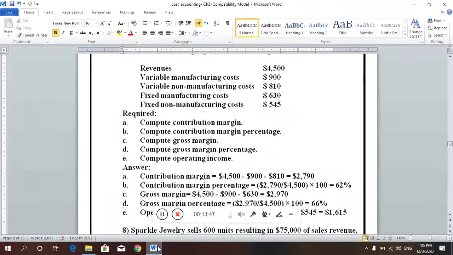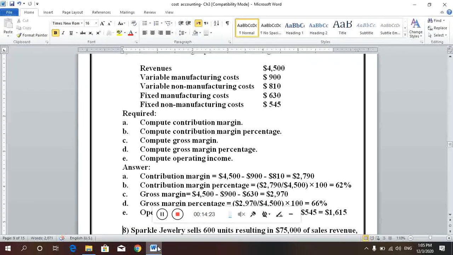B. Contribution margin percent. It will be computed as contribution margin percent equal total contribution margin divided by sales revenue multiplied by 100%. So it will be $2,790 divided by $4,500 multiplied by 100%. It will be 62%.